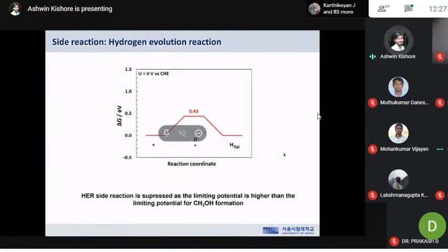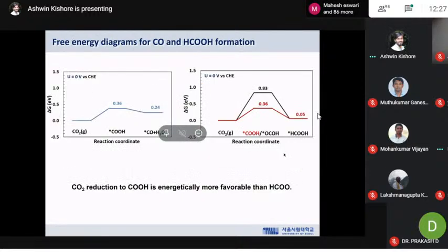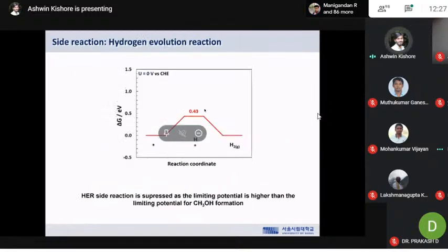And the other reaction is the hydrogen evolution reaction. This is a side reaction, and it's an unwanted reaction because when the material forms the first electron-hole pair, CO2 can form COOH, or it can also form hydrogen in the first reaction step. So this is an unwanted side reaction. We don't want this. It has to be suppressed if you want a good CO2 reduction catalyst.